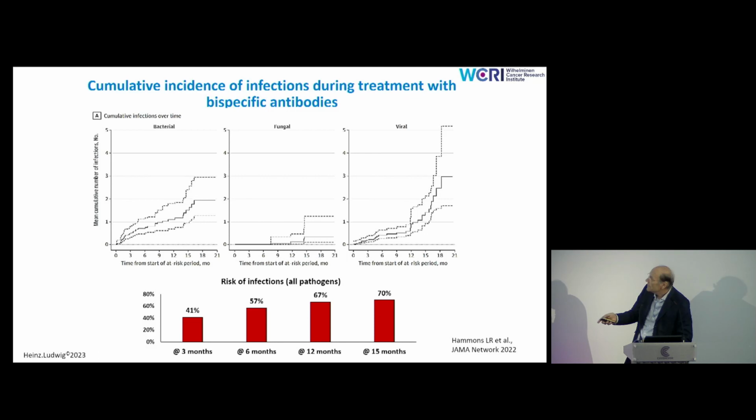But what is clear here is the longer you follow your patients, the higher is the risk for infections, bacterial infections. And what you see already here, and that is shown with CAR T cells as well, initially you have more bacterial infections, but then viral infections come up. And of course, there's a risk for fungal infections. And here at different time points, we have these different figures showing the longer you follow your patients, of course, the greater is the risk for infections.